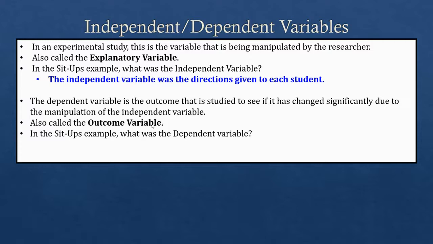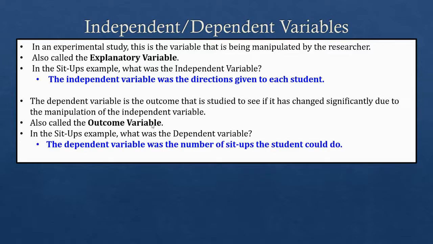So in the sit-ups example, if you think about what the dependent variable is, or what the end result is that we're comparing, that would have to be the number of sit-ups that the student could do. So that's our idea. We made a manipulation in the independent variable, or the directions the kids got, in hopes that we saw a different number of sit-ups between those two groups. So that's our independent and dependent variables.